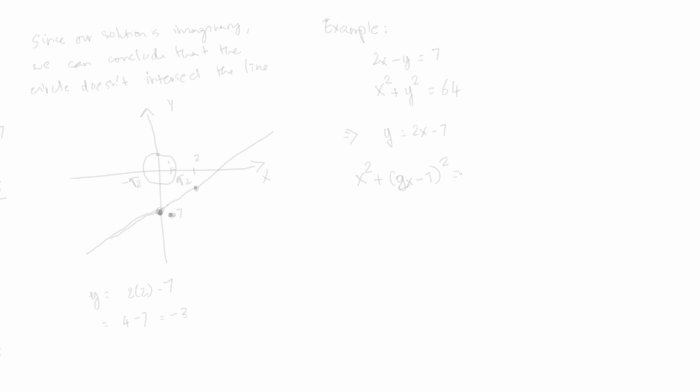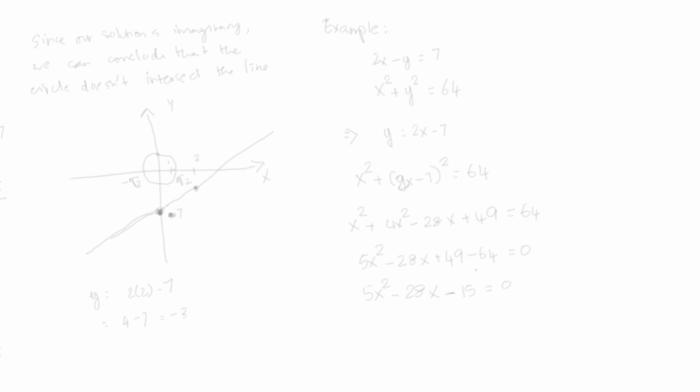Foil the second equation. We get 4x squared minus 28x plus 49 equals 64. Then you'd have 5x squared minus 28x plus 49 minus 64 equals 0, which would mean 5x squared minus 28x minus 15 equals 0.